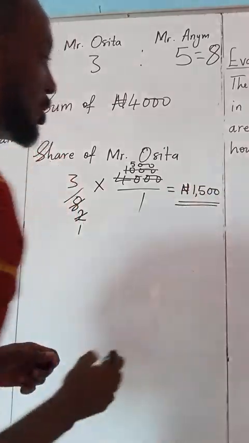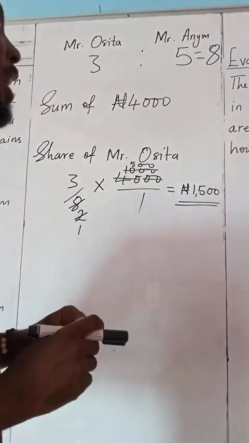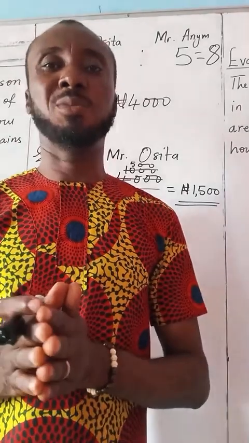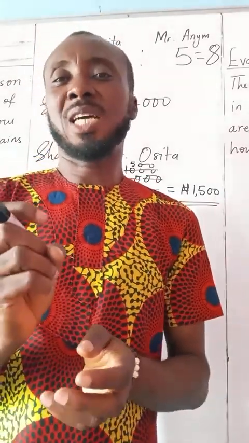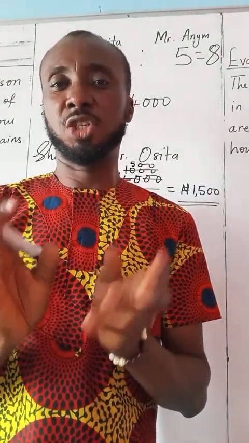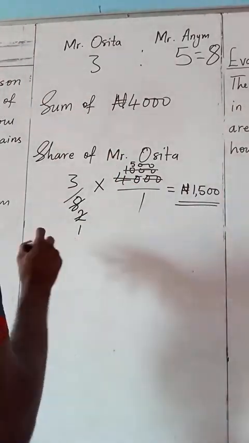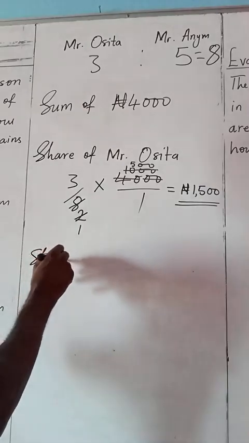1,500 naira will be the share of Mr. Osita. Now when you want to get the share of Mr. Anyim, you can easily subtract 1,500 naira, which is the share of Mr. Osita, from the 4,000 naira that they shared. You will get the share of Mr. Anyim.